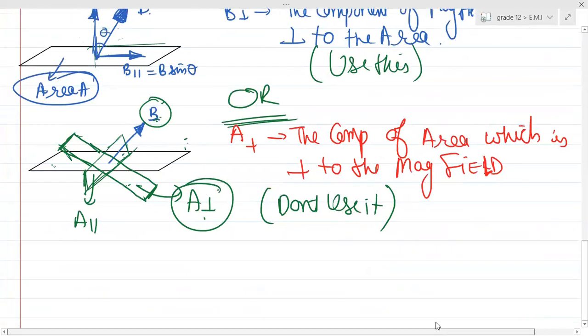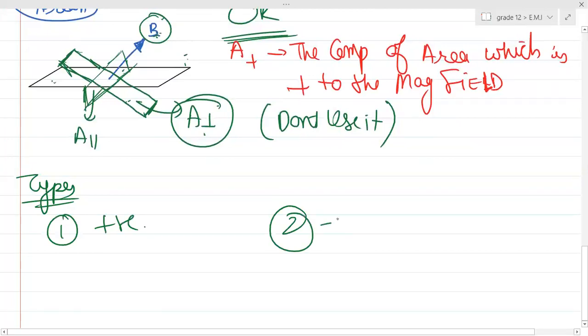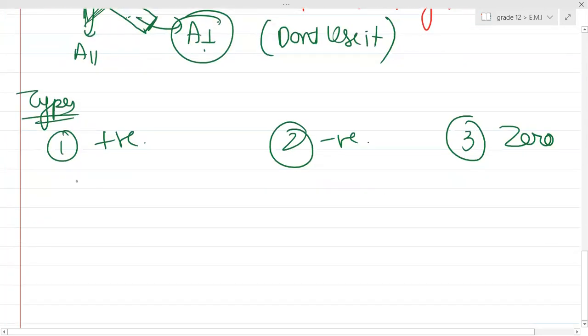Yes. Now we'll see the types. What are the types? First is positive, second is negative, and third is zero. Right? When will the positive flux happen? When the angle between the area vector and the magnetic field, positive flux will be when theta is between 90 degree and 0 degree. Then the flux will be positive, right?